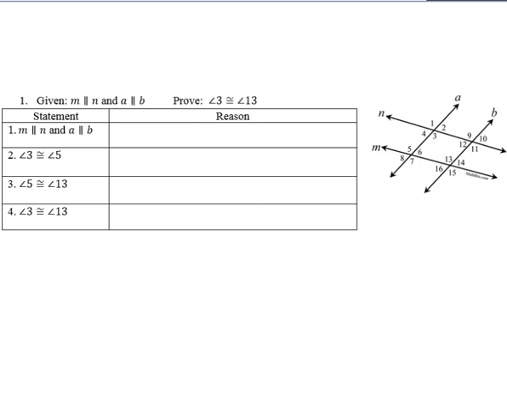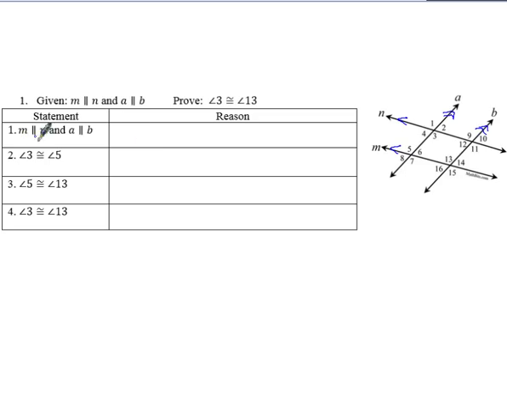So here's an example of a problem. If I give you that line M is parallel to N and A is parallel to B, so I know that these lines are parallel, that's given to me. I want to prove that angle 3 is congruent to angle 13. Right now, by just looking at 3 and 13, there's no direct angle relationship going on there. And so we're going to use a proof to help us.